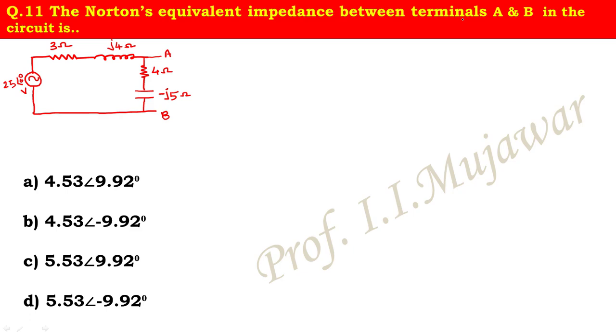Hello friends, today we will solve multiple choice questions. The problem statement is: the Norton's equivalent impedance between the terminals A and B in the circuit is. So our objective is to find Rn. This Rn is Norton's equivalent resistance, measured between the terminals A and B looking back into the network by removing all energy sources.